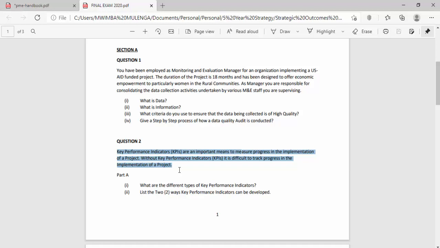So now, what are the two ways in which these indicators are developed? There are two ways. You've got the basic approach where you just list all the possible indicators you feel should be in a project. You just list them down, and then you shortlist the ones that follow the criteria of a good indicator, that of being specific, measurable, attainable, realistic, and time-bound.